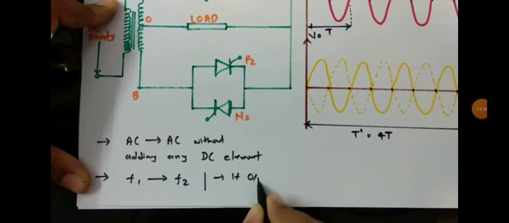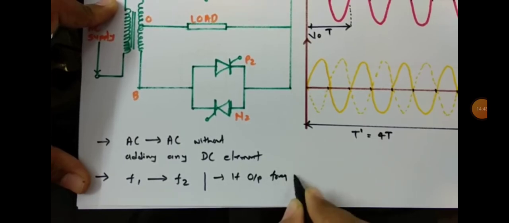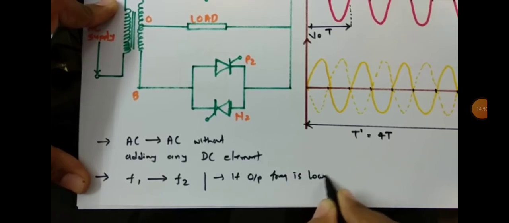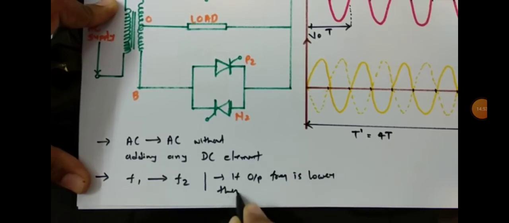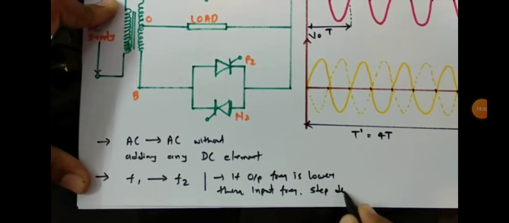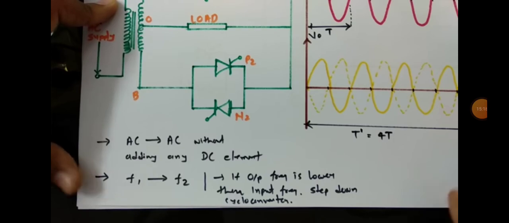If the output frequency is lower than the input frequency, then it is a step down cycloconverter.